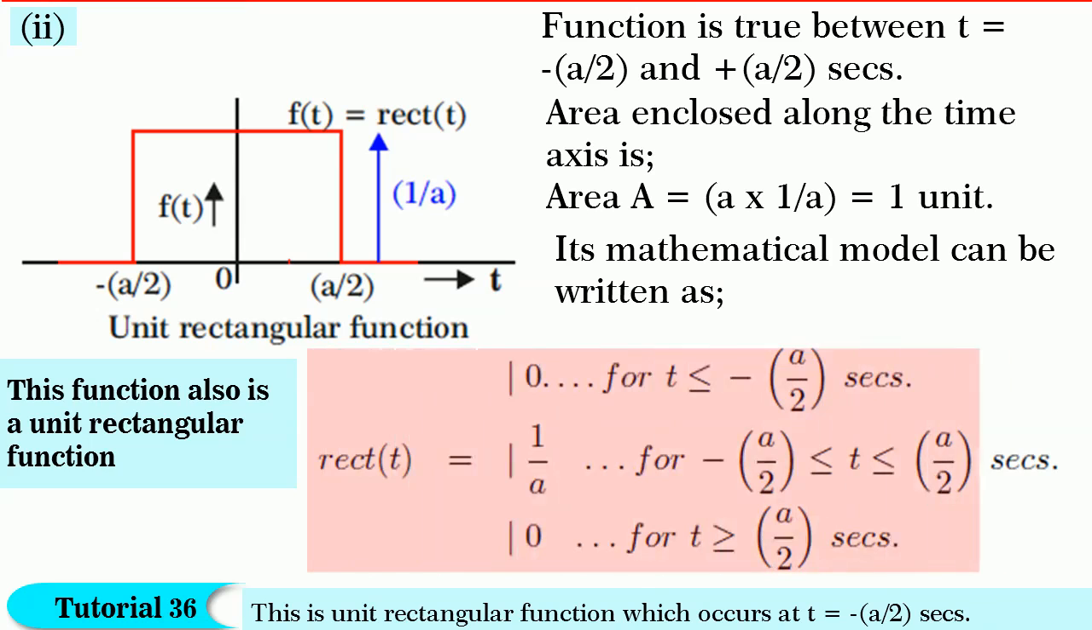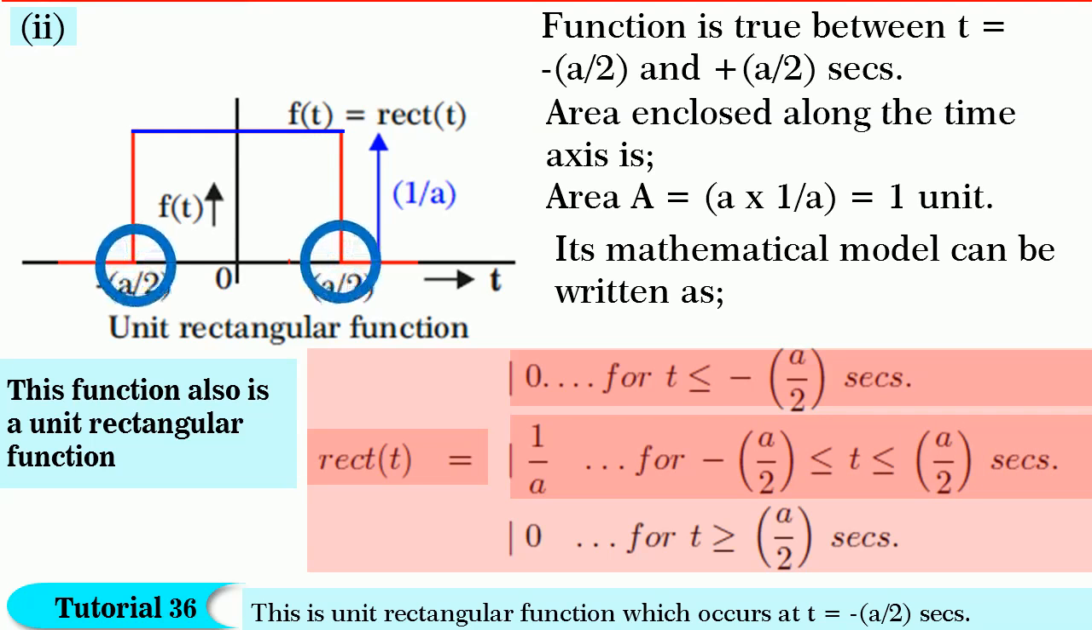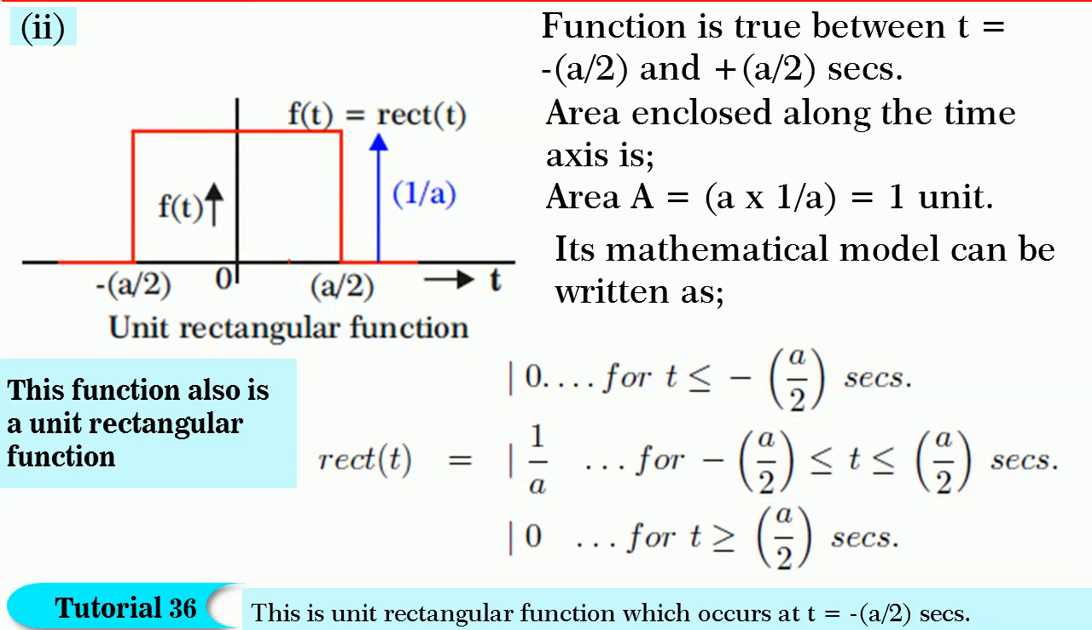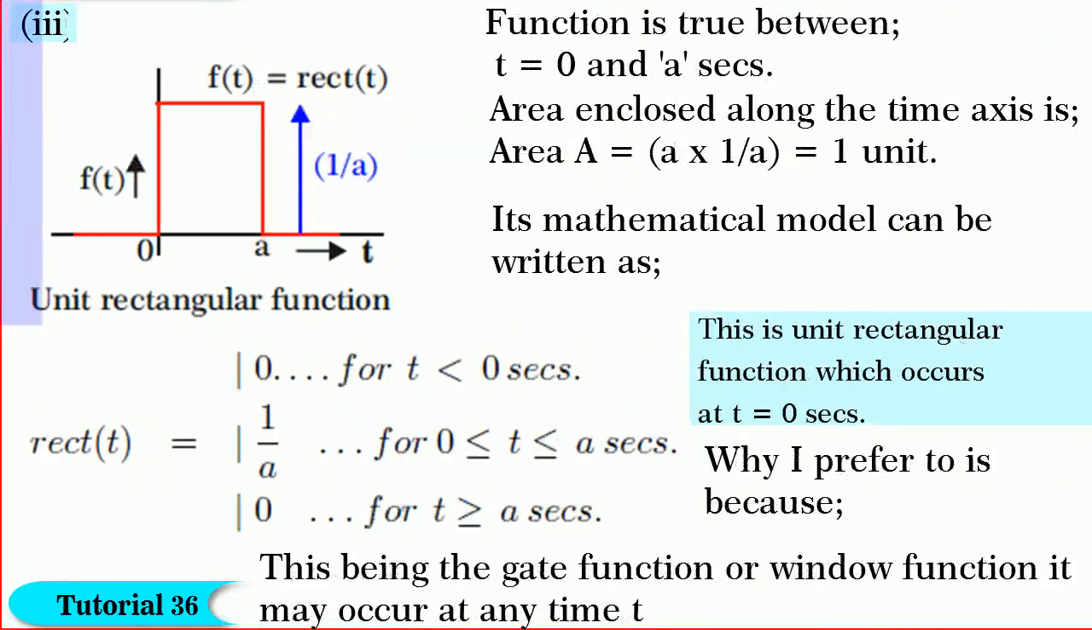Its mathematical model can be written as rect of t is equal to 0 for t less than or equal to minus a by 2 seconds, and is equal to 1 by a for t between minus a by 2 to a by 2 seconds, and again is equal to 0 for t greater than or equal to a by 2 seconds. This function also is a unit rectangular function which occurs at t is equal to minus a by 2 seconds. Friends, consider another unit rectangular function shown in the figure.